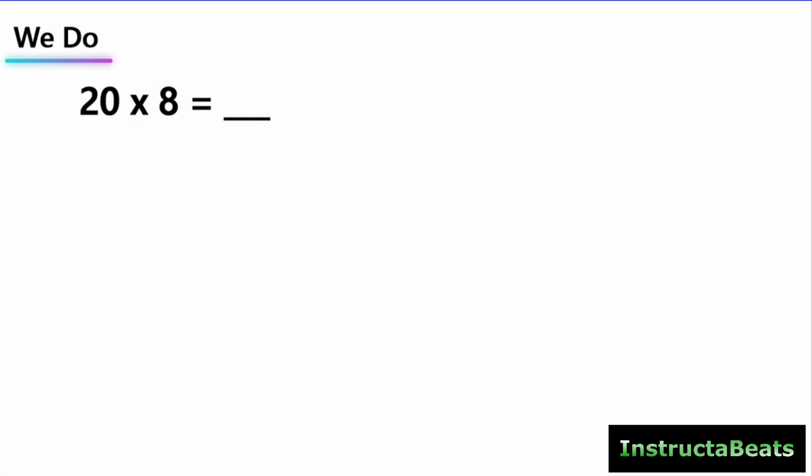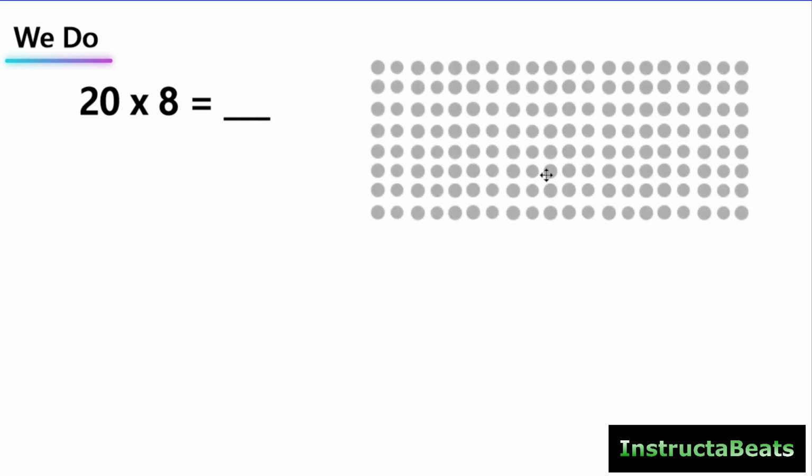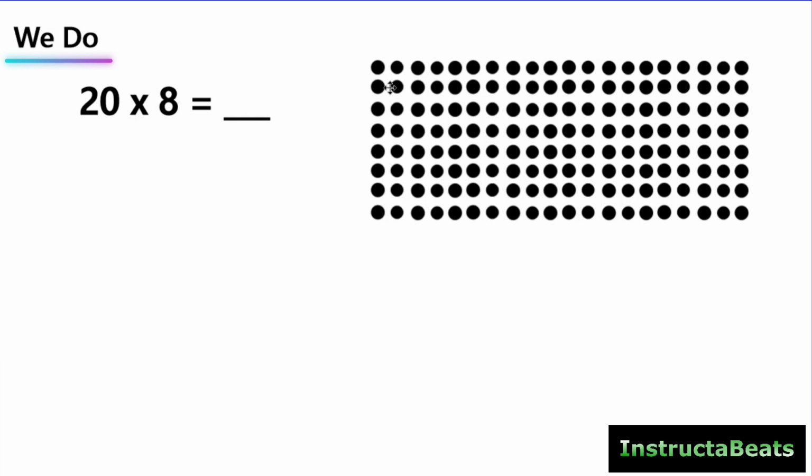So here we have 20 groups of 8. Okay, so here's what our array would look like right here. Ooh, that's a big array. I have 20 columns with 8 in each column, and I want to split that apart.